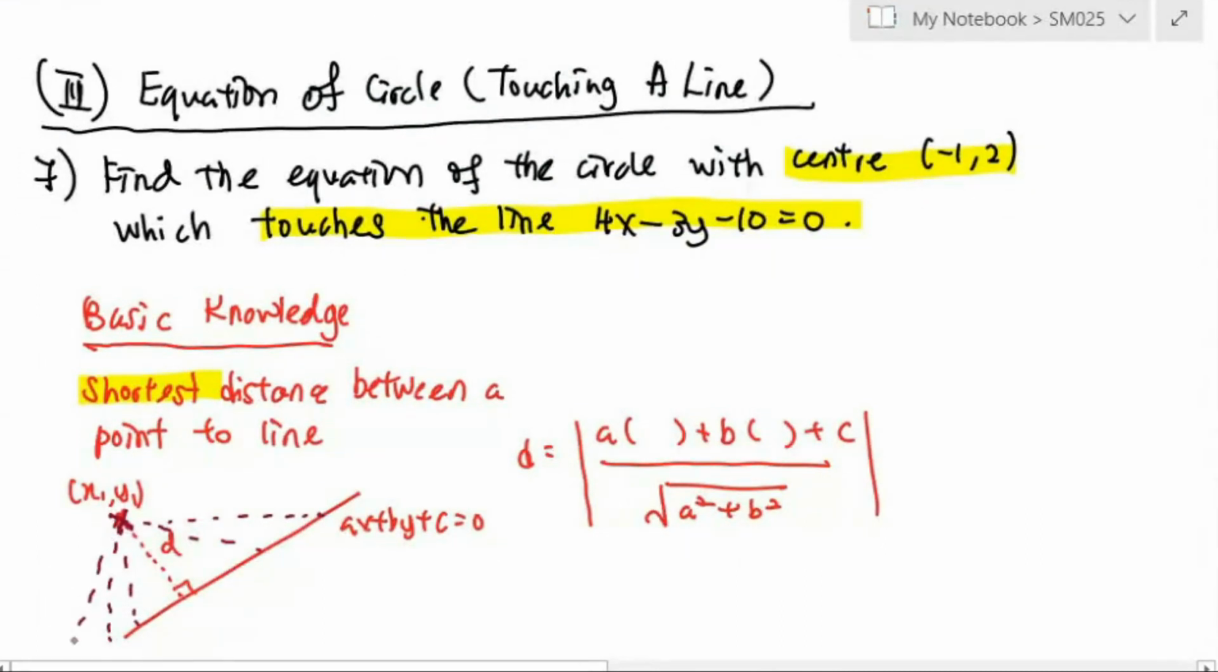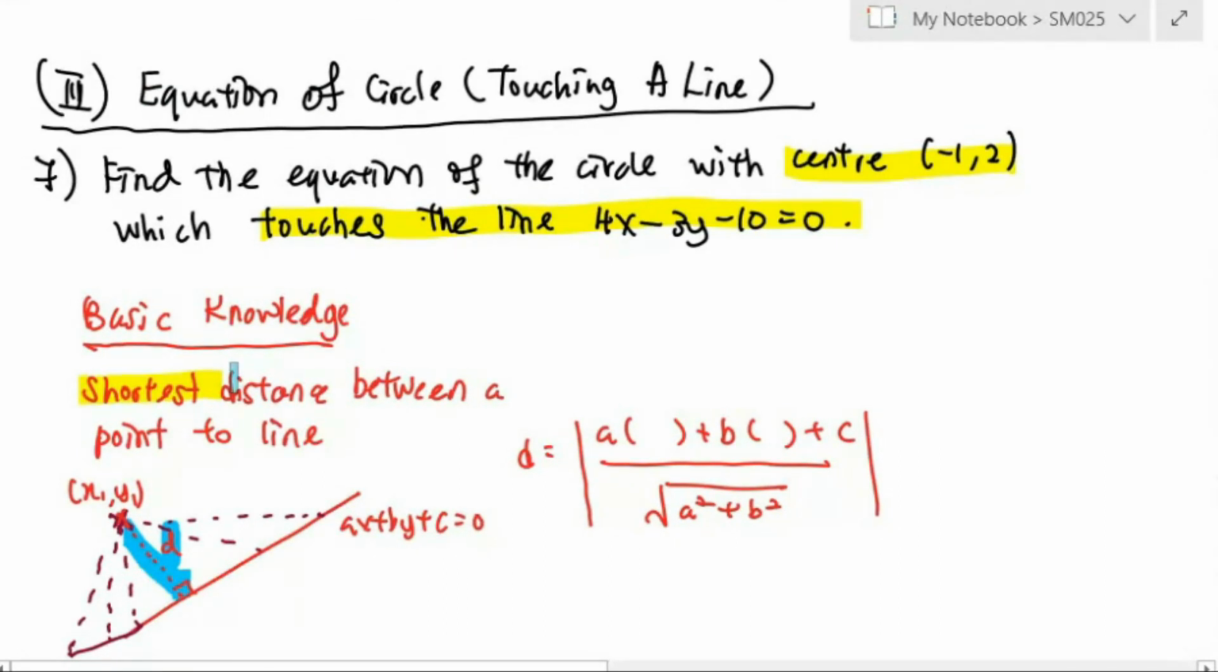So when I say the shortest distance, it will be referring to the distance that is perpendicular to the line. When I say distance only, there are many ways to look at this distance, so there will be many answers. Therefore, what we want to refer to here is the shortest distance, meaning from this part, the shortest one, perpendicular to this line.